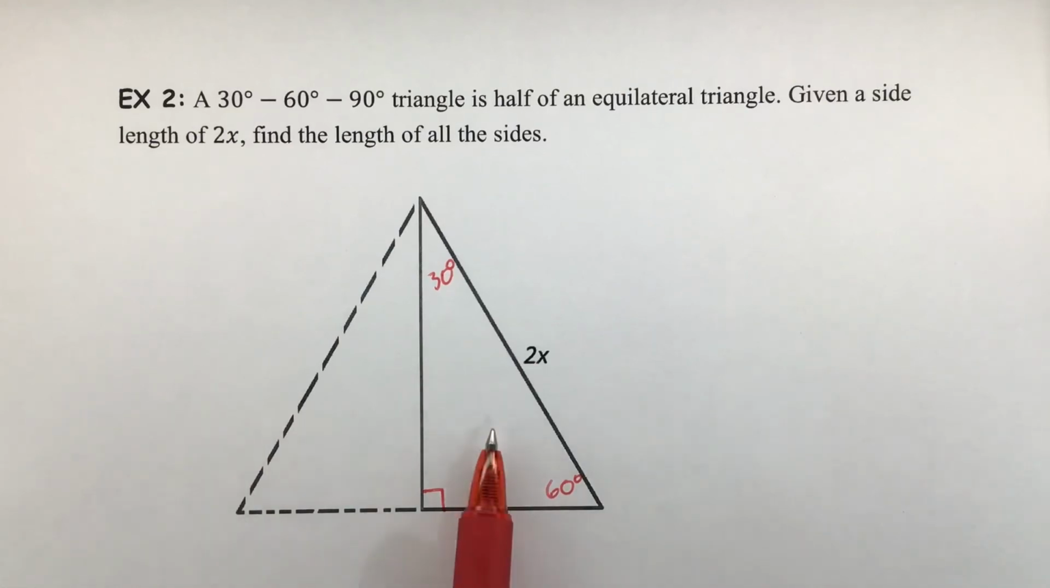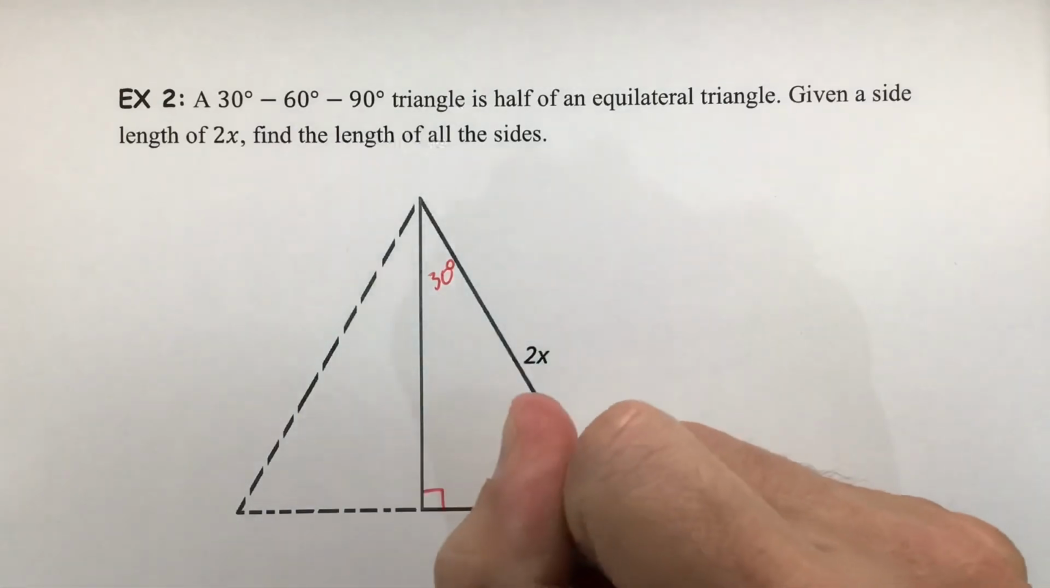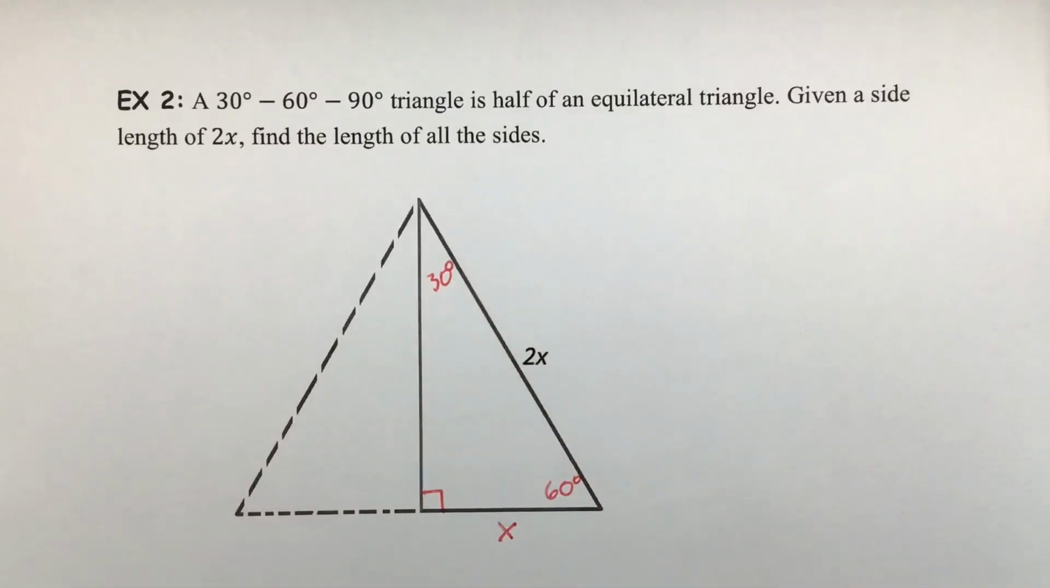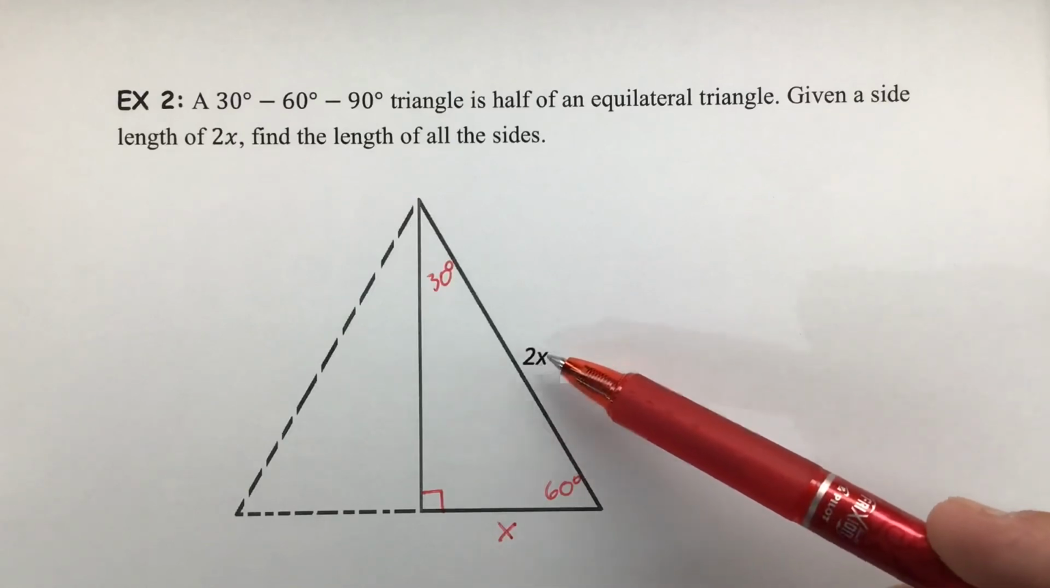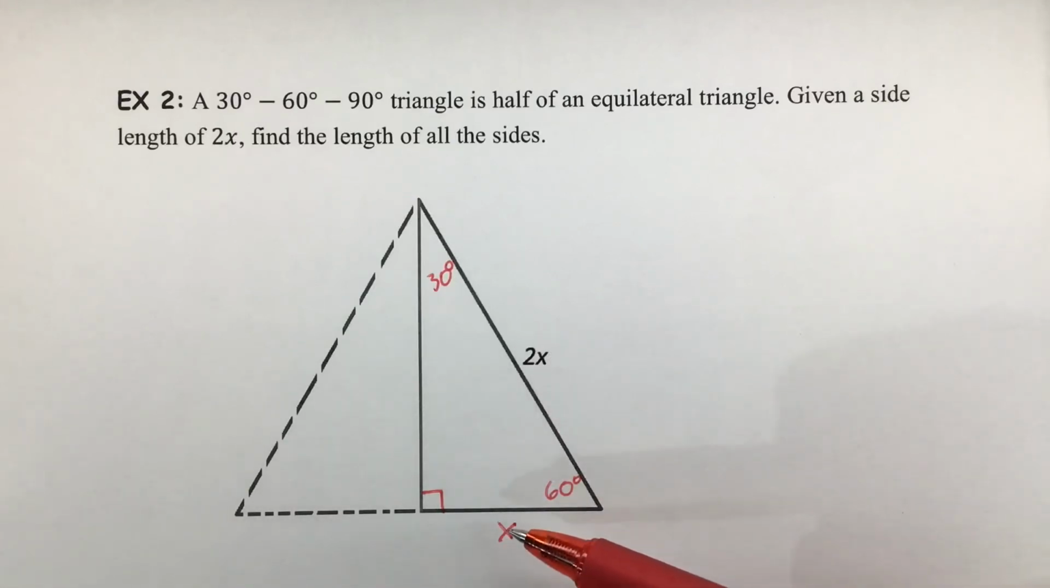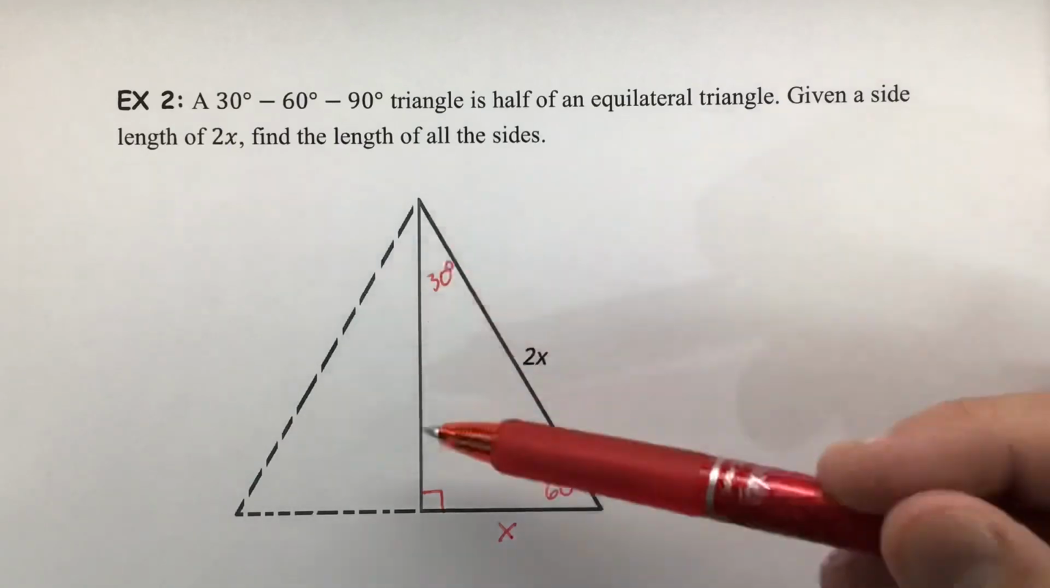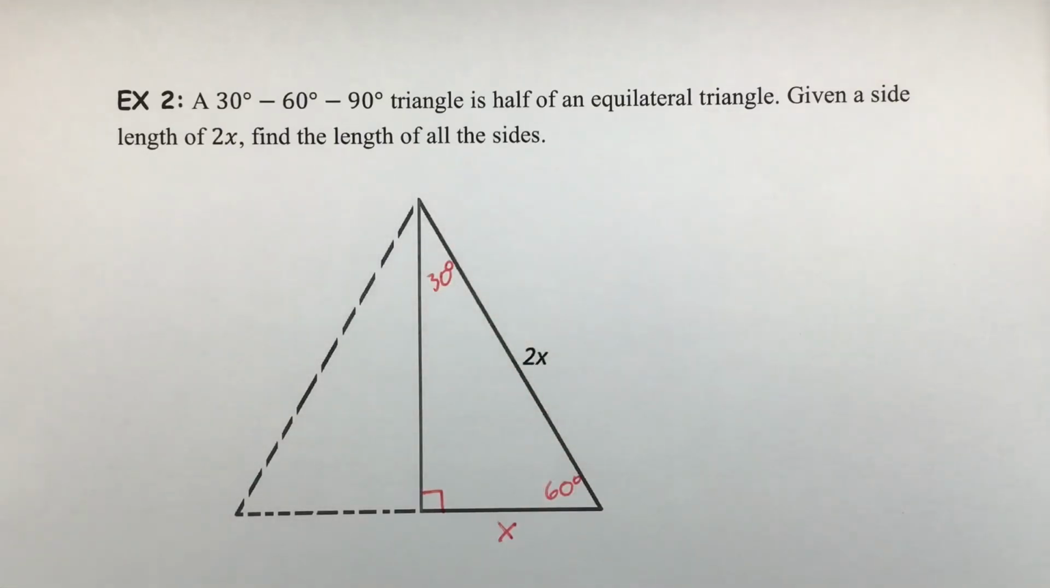But this is only half of the equilateral triangle. So if the whole thing here is 2x, that means that this short leg is actually just x. And that is the reason why we choose 2x to represent this first. If that's 2x, it's easy to cut it in half and just call that one x.